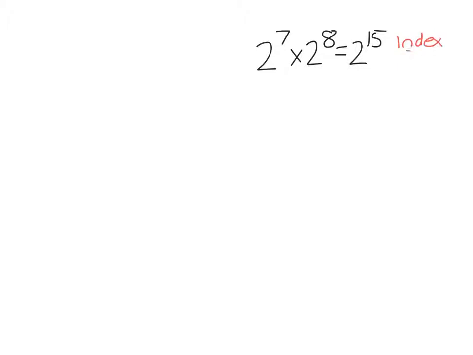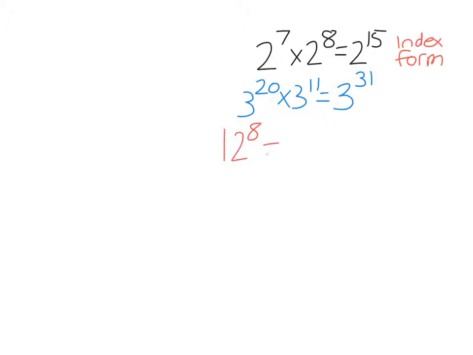You'll often be asked to give your answer in index form, which means write it as something to the power of something. So like 3 to the power of 20 times 3 to the power of 11, keep the same base and add the powers. So it works for the other laws that we went through as well. If I have like 12 to the power of 8 divided by 12 to the power of 4, keep the same base. Now the power here isn't 8 divided by 4, it's 8 minus 4, which is 4.